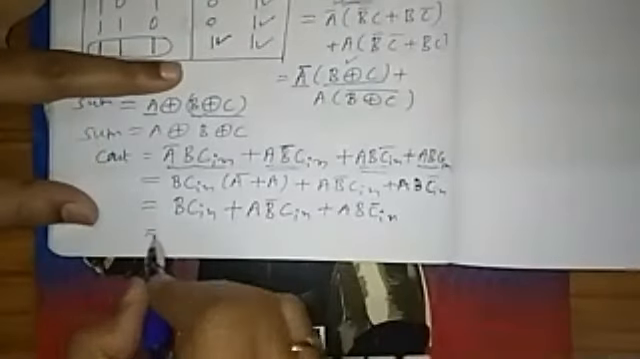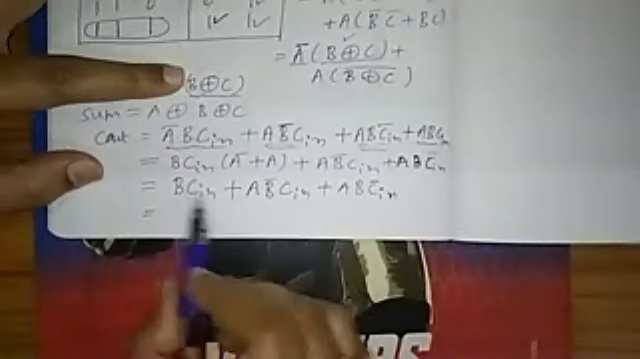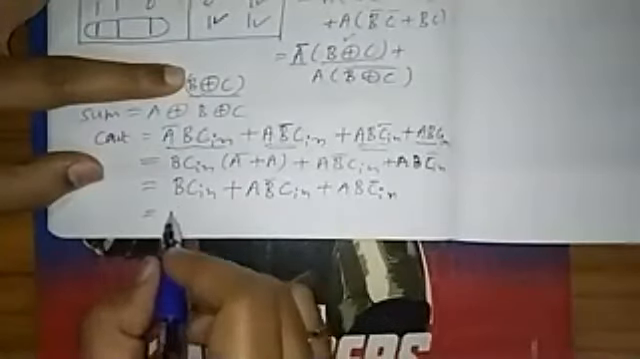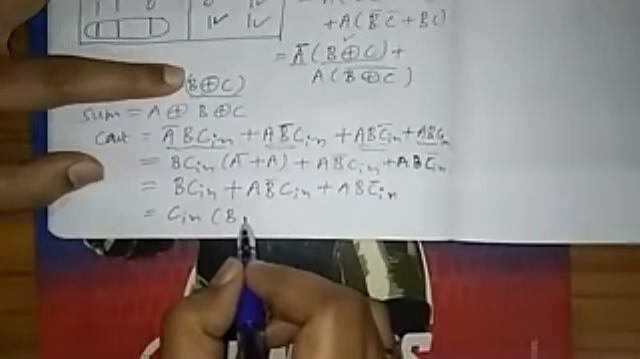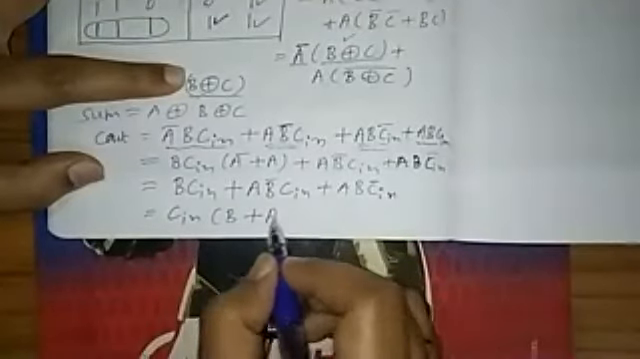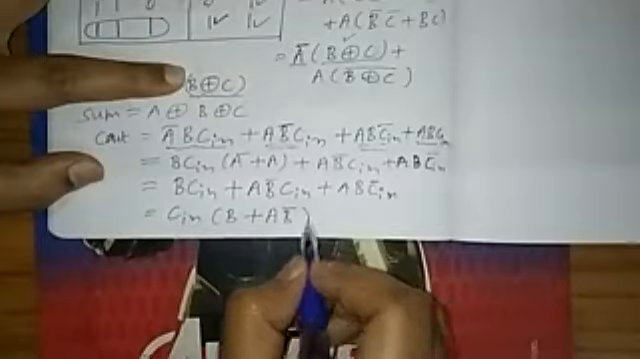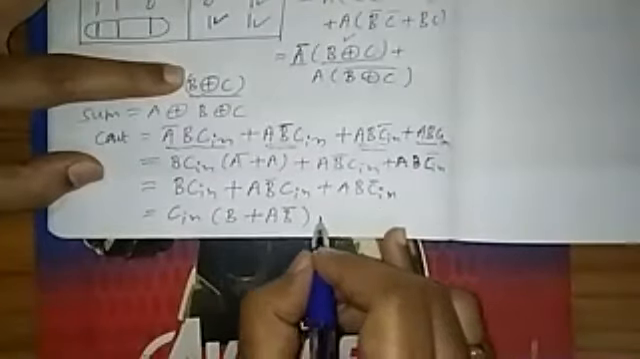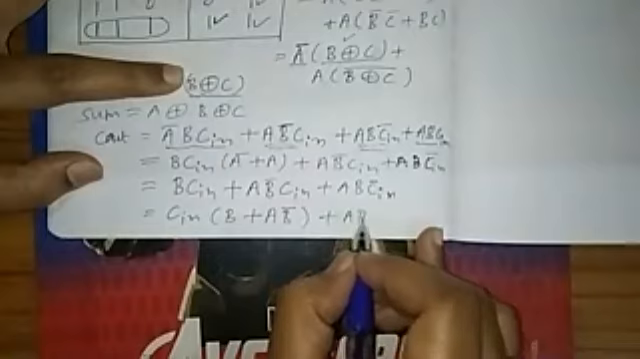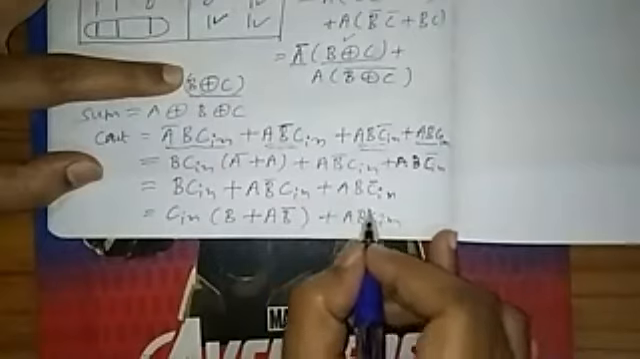Now further this can be done as, here I can take Cin common from this. If I take Cin common, it will be B plus A B bar, Cin, if I take common, B plus A B bar plus A B and Cin bar. Okay, this is C out.